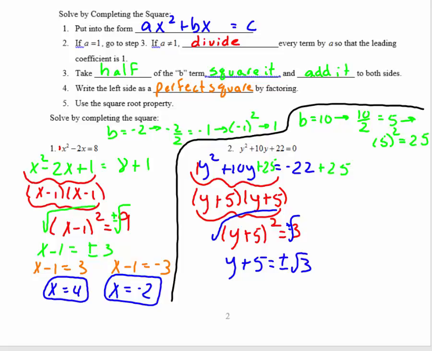So we'll subtract the 5 to bring it over to the other side. They're not like terms, so they cannot be put together. We'll write that as y equaling negative 5 plus or minus the square root of 3. You can keep the answers all together, or you may separate them if you'd like.